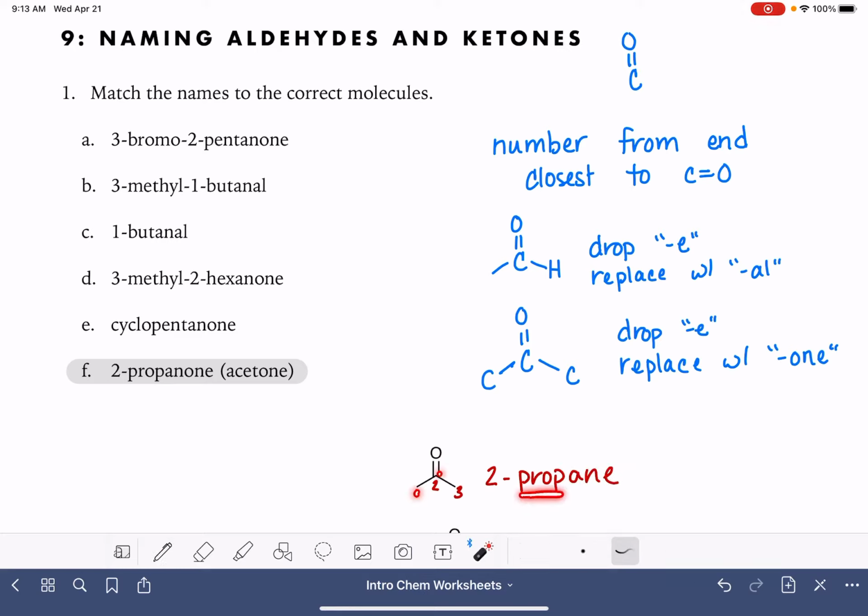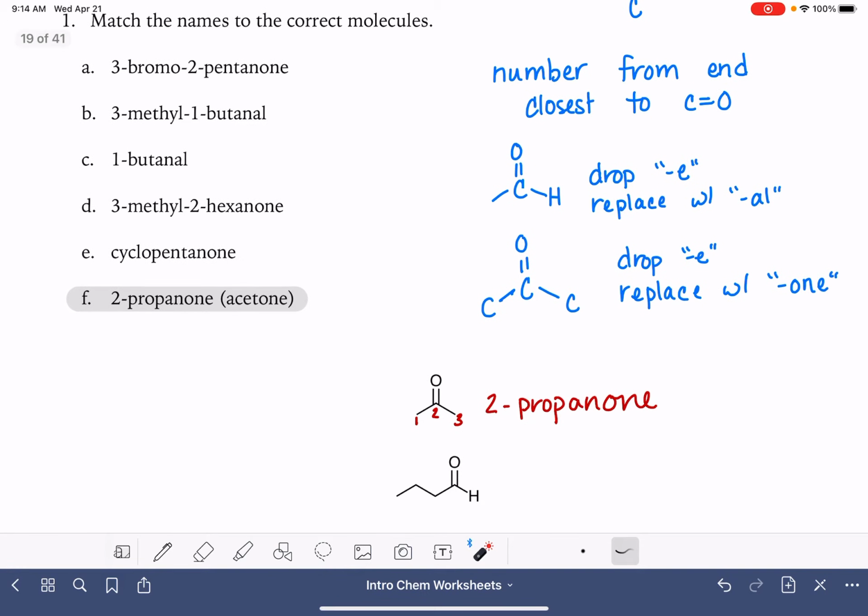I wrote propane. 2-propanone. Prop because it's a 3-carbon chain. One because it has a carbon-oxygen double bond. And 2 is the location of that carbon-oxygen double bond. It's on carbon number 2.